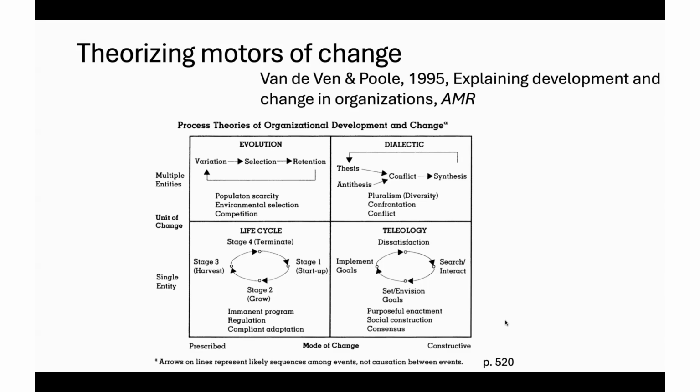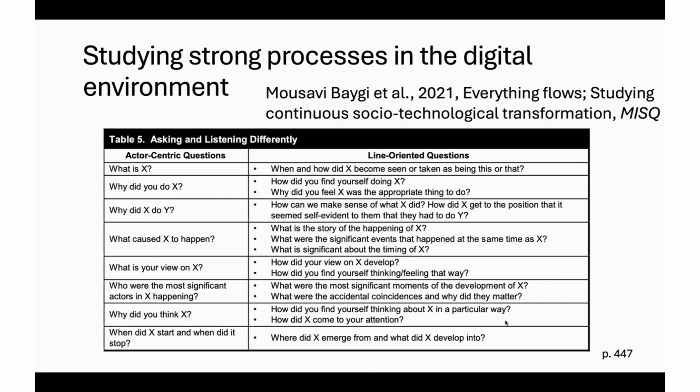So far I've been providing you with a lot of examples from classical Academy of Management Review papers, very important papers. But it is important to note that our disciplines are recognizing the importance of processes. There's this amazing paper by Mousavi Baygi et al., Everything Flows, in MISQ, which was a next generation theory building papers special issue. This is a very good example of advocating for studying strong processes in the digital environment. And it's a very interesting example, especially because at the end, they give some little pieces of advice on how to do it. So if you have not read it, I'm sure you have, but if you have not, please consider going to this paper.